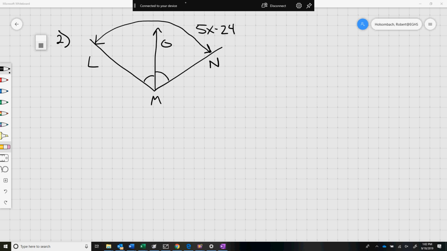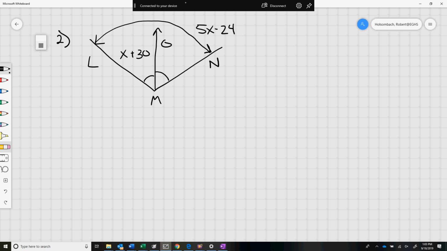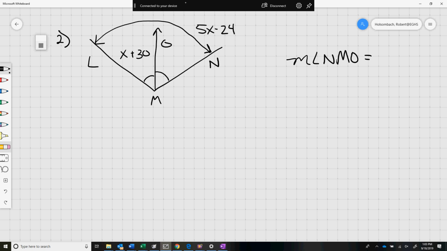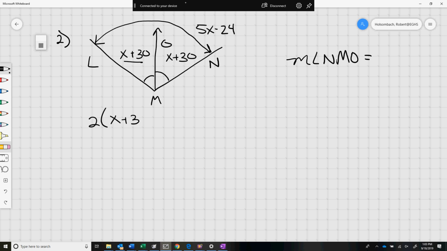You're told that LMO equals x plus 30. Find the measure of NMO. So you need the measure of angle NMO. So you have to solve for x first. If this angle on the left is x plus 30 and these two are the same, then the angle on the right is x plus 30. So you've got 2 of the x plus 30s equal to 5x minus 24. So 2 times x plus 30 equals 5x minus 24.